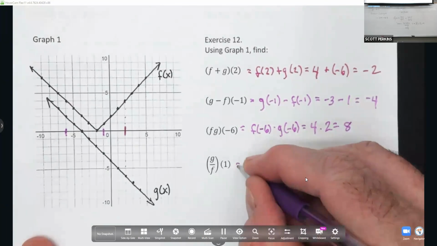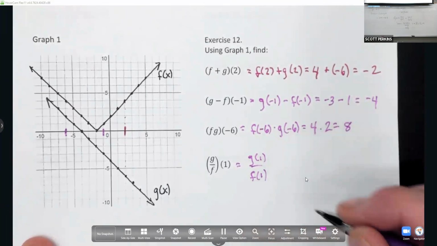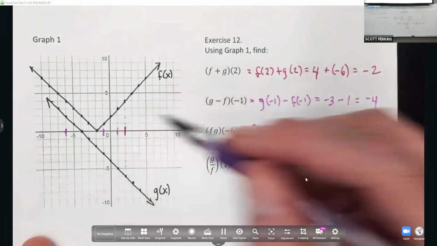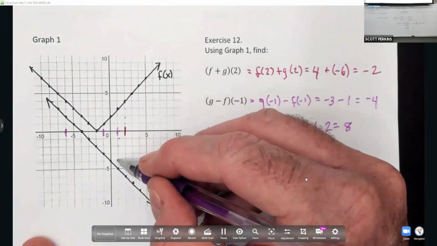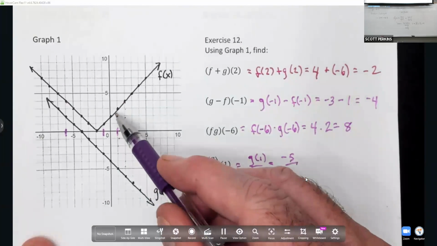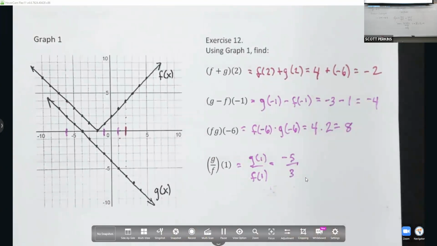Last but not least, the quotient function. So I have g of 1 divided by f of 1. So here is the value 1. So g of 1 is 1, 2, 3, 4, 5 down, so negative 5. F of 1 is 1, 2, 3 up, so negative 5/3, and that completes the question.